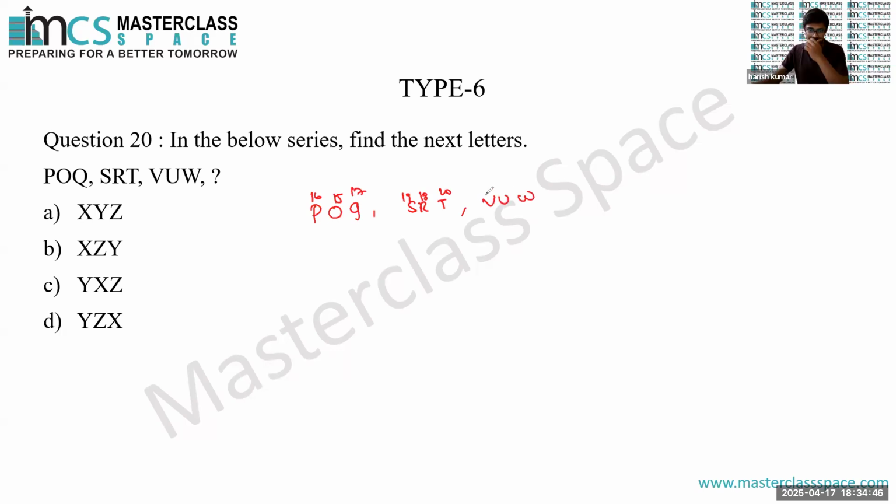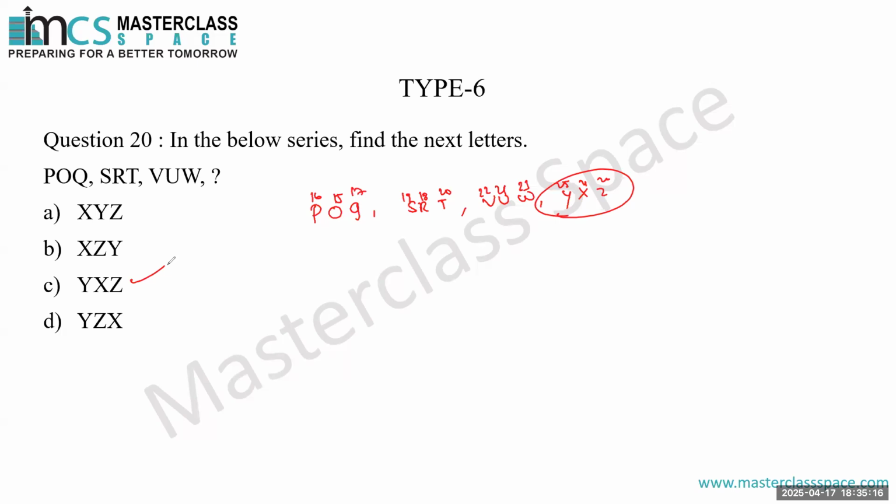VUW, right? So what is V? U is 21, V is 22, 23, right? So 15, 18, 21. So in between, it has to be 24. 24 is your X. X, Y, 24, 25, and Z, 26. So Y, X, Z. Option C is your right answer. Is this clear? Straightforward, right? Yes, sir.